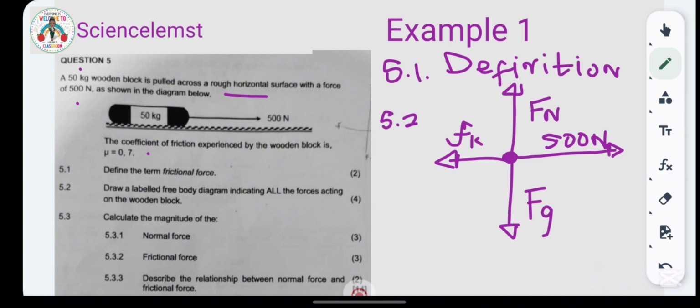I labeled it as Fk because I'm told the block is being pulled. So if it's being pulled, it means it is moving. So the frictional force that exists between two surfaces that are moving relative to each other is kinetic frictional force. If the object was not moving, I would have labeled it as Fs.